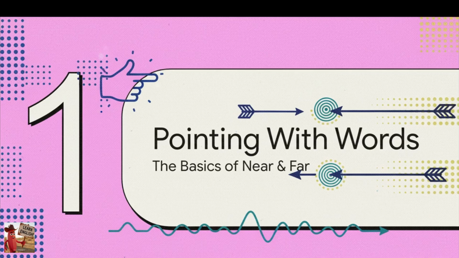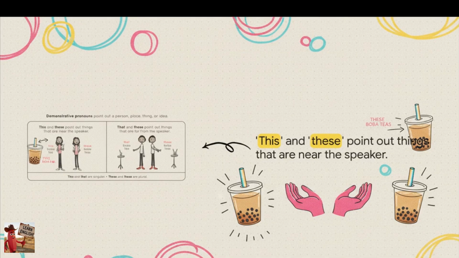At their heart, these 4 words are just pointers. They exist to answer 2 really simple questions. How close is it? And is it one thing or more than one? Okay, let's start with stuff that's close by. If something is right here within arm's reach, you use this for a single thing, like this boba tea right here. If you've got more than one, it just becomes plural. These boba teas. See? Near and singular is this. Near and plural is these.